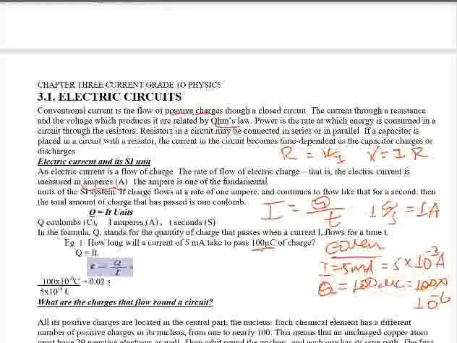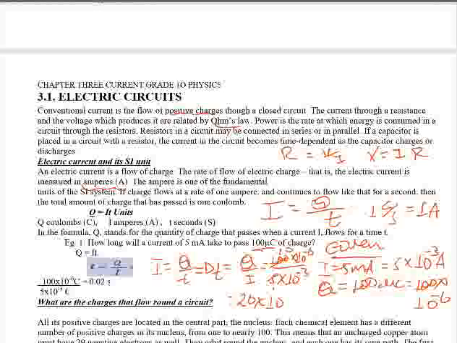Therefore, as you know, I is equal to Q over T. Rearranging this, we have T is equal to Q over I. Q is 100 times 10 to the power of minus 6, divided by 5 times 10 to the power of minus 3. 100 divided by 5 is 20. Therefore, this becomes 20 times 10 to the power of minus 6 plus 3, which is minus 3. Finally, when you shift it, it becomes 0.02 second. This is the final answer, the time taken to move this amount of charge by this amount of current.